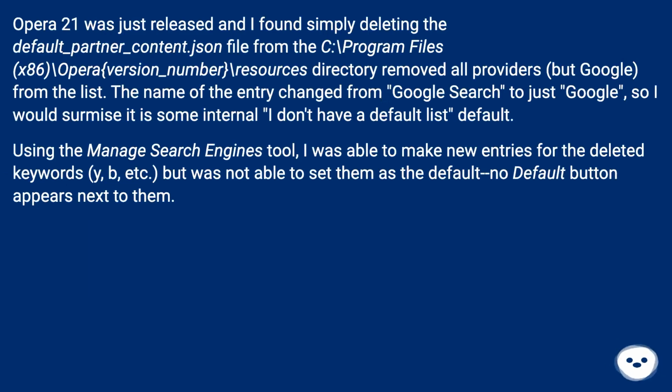Opera 21 was just released and I found simply deleting the default_partner_content.json file from the /Program Files (x86)/Opera/version_number/resources directory removed all providers, but Google, from the list. The name of the entry changed from Google Search to just Google, so I would surmise it is some internal default.